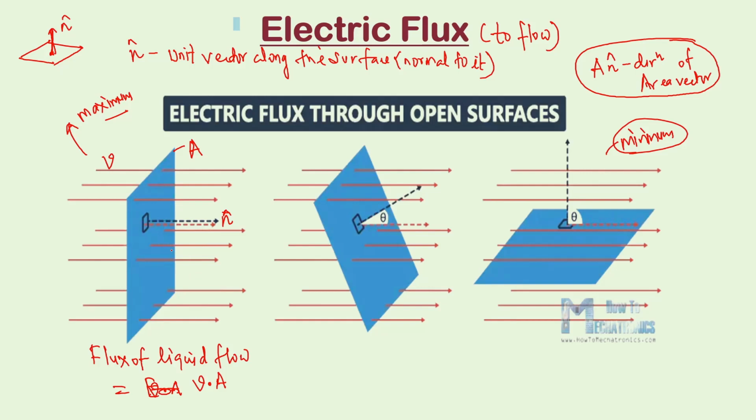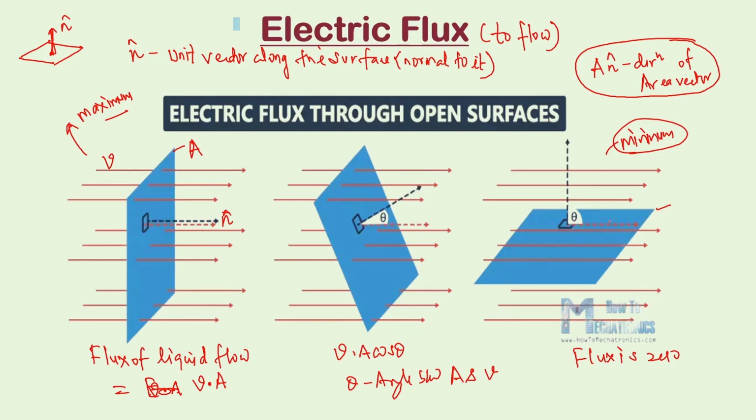So in the first case, the flux is maximum. In the second case, the flux is somewhat less than the first case. In this case, it is given by B into A cos theta, where theta is the angle between A and B. And in this case the flux is 0, as no water is crossing through the area.